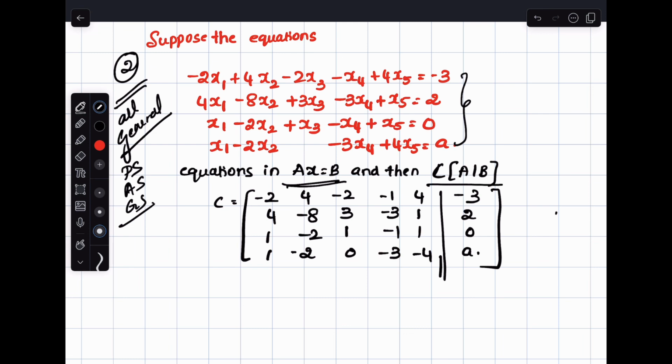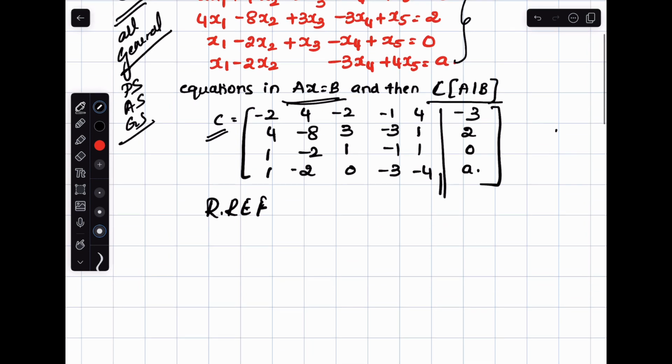Ax is equal to b, then to the augmented matrix. So I have directly written the augmented matrix here. If you don't know how to write the augmented matrix, please refer to the previous videos. The third step will be to convert to the reduced row echelon form. We have to apply the row transformation method.